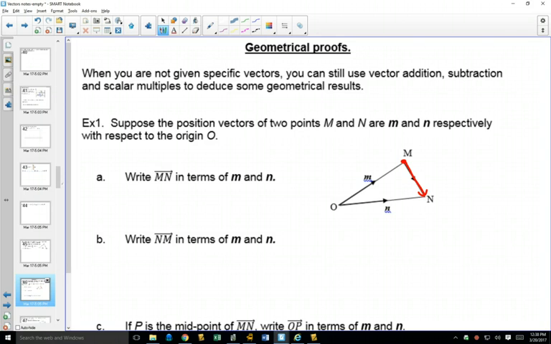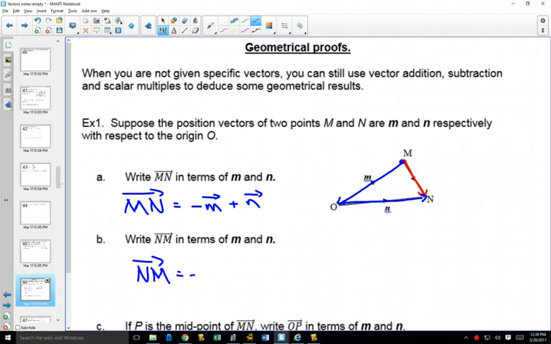Well, we could do that by first starting at M and going back this way, getting to O, and then going along n and getting to N. And so we would write that exactly as we see it, negative m plus n. And then, of course, N to M would just be the negative of what we had started with.